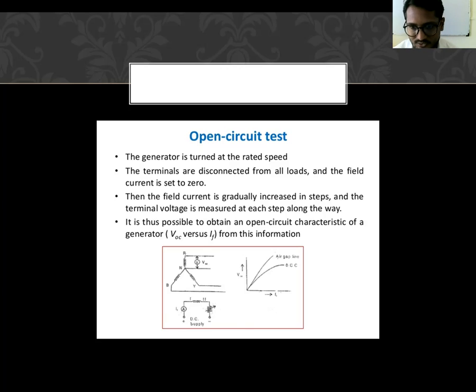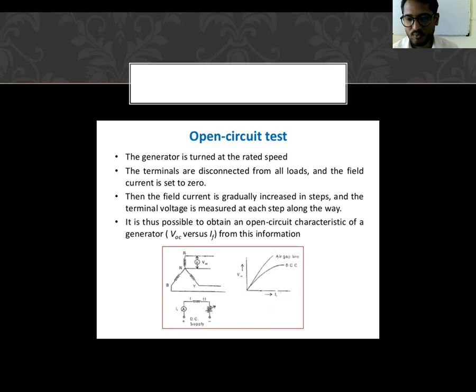Here I show you an OCC curve. The OCC curve means the graph plotted for the open circuit test between the open circuit voltage E and the field excitation current IF. This curve is called the OCC. It takes the shape of a normal magnetization curve.